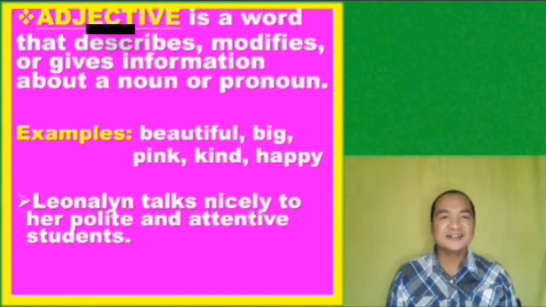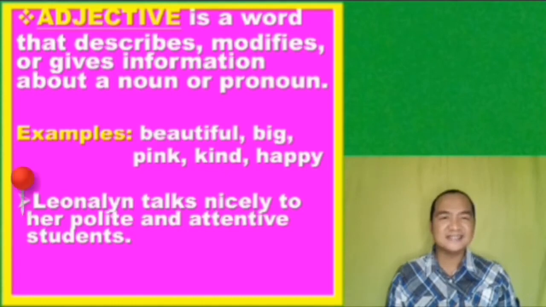Adjective. Adjective is a word that describes, modifies, or gives information about a noun or a pronoun. Examples are beautiful, big, pink, kind, happy. Let's take a look at our example sentence. Leonaline talks nicely to her polite and attentive students.